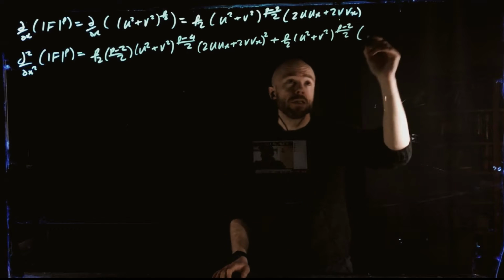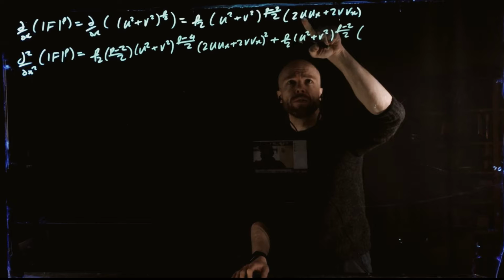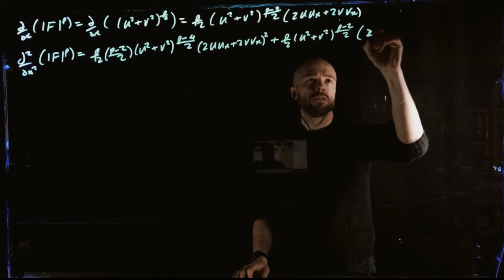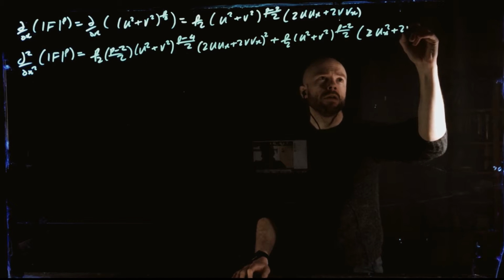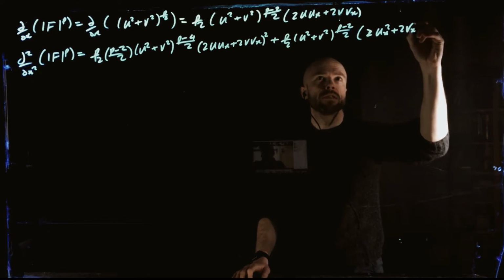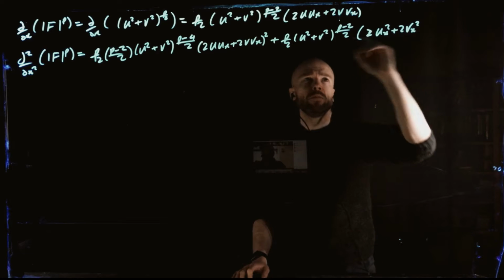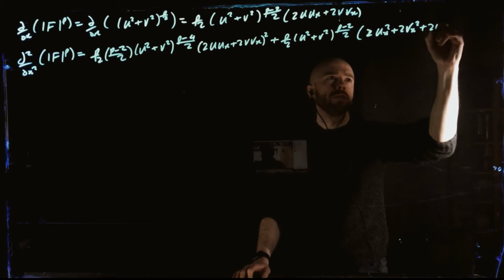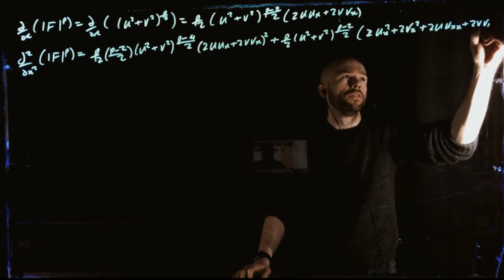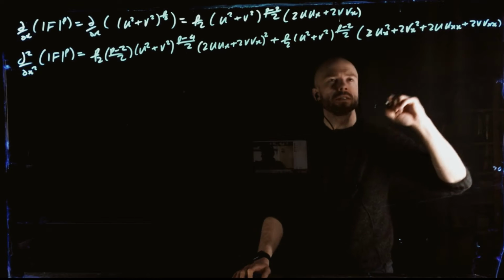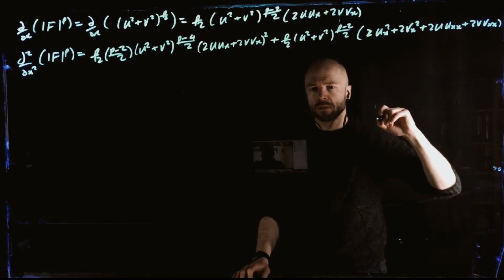If we differentiate this stuff, putting the derivative on the first term, we get 2u of x squared plus 2v of x squared, like this. And then putting the derivative on the other factor, we have 2u u of xx plus 2v v of xx, like this. Everybody happy?